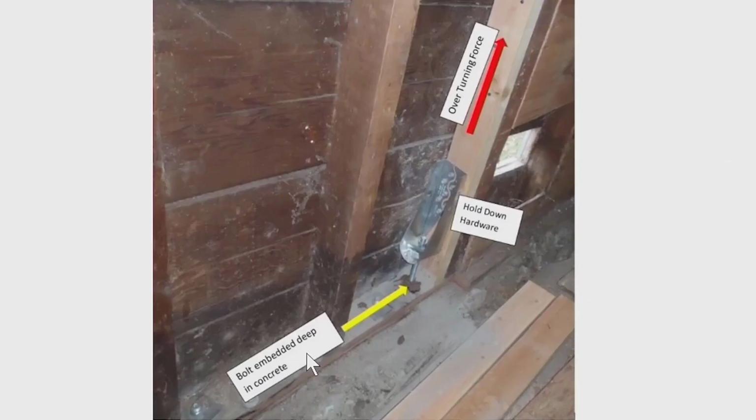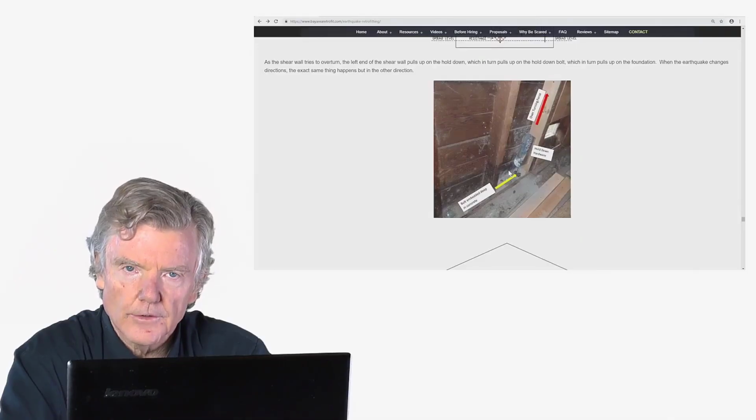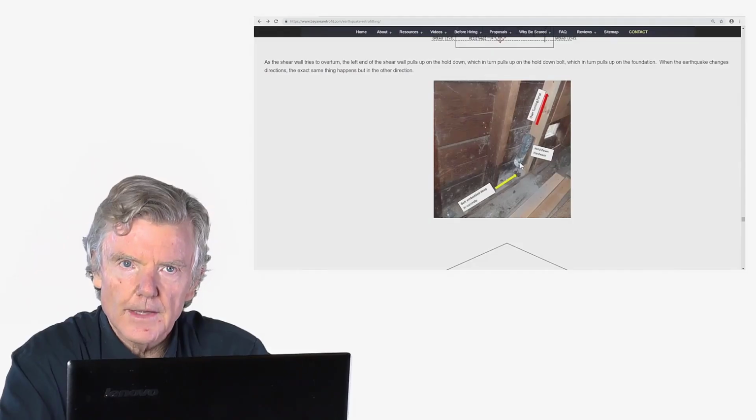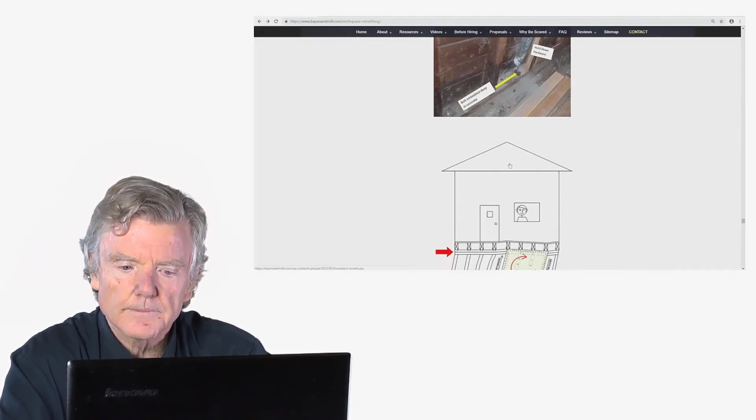So here's a sample of that. So here's our hold down hardware. Imagine there's plywood on top of this and trying to pull it up. So the plywood is pulling up right here on the end of the shear wall. Again, trying to flip it over like that. When it tries to flip over like that, it pulls up here. Now this bolt right here, which is again glued deep into the foundation, prevents that from happening. So it pulls up like that, pulls up on the piece of steel, pulls up on the bolt, and prevents that from happening. So that's how hold downs work.